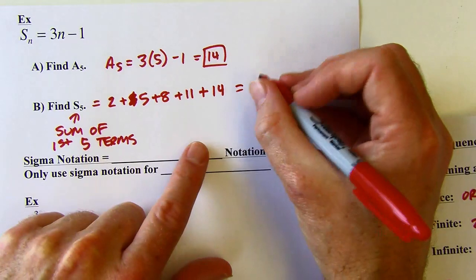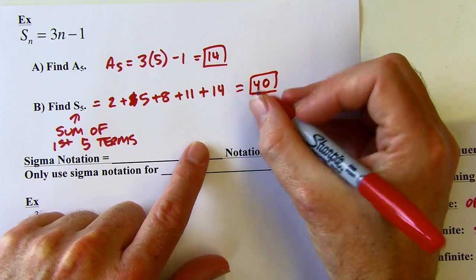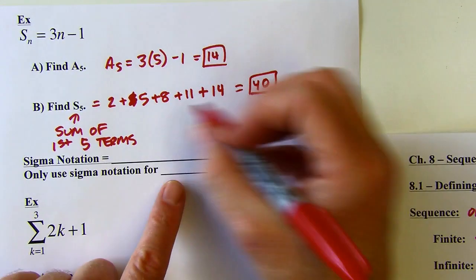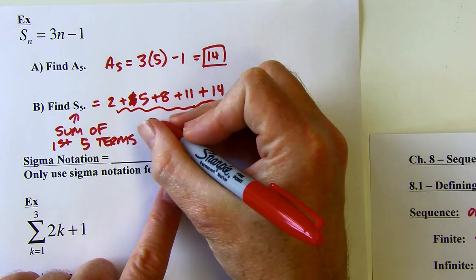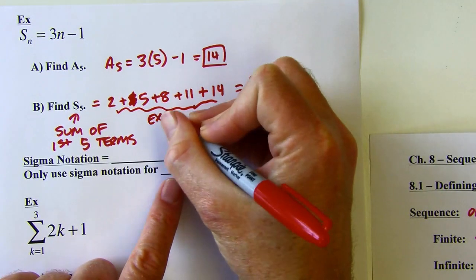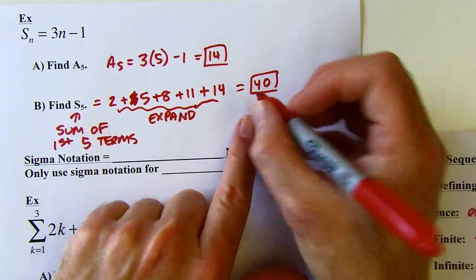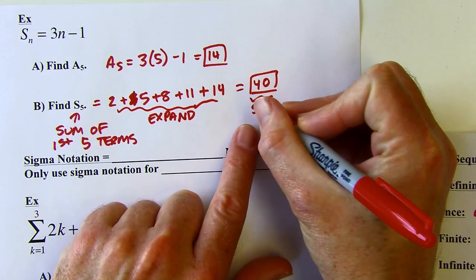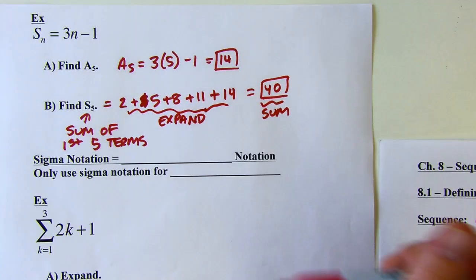Well, S sub 5 is going to be the actual sum. So remember this: sometimes you're asked to expand a series, and this would be my expansion, just showing the value of all the terms. And then finding the actual sum is right here. So when it says find S sub 5, that's the sum of those terms.